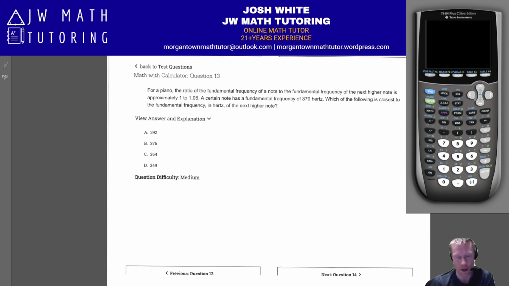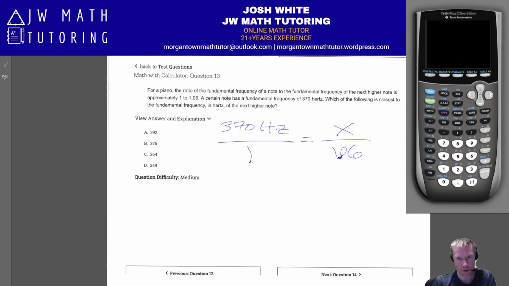Basically what's happening is you have some note which has a frequency of 370 hertz, okay? And they tell you that the ratio of the frequency for any note to its next highest note is 1 to 1.06. So for this given note, I would put down here a 1. I'm just going to set this up as a proportion. Then for the next higher note, its frequency we don't know. That's what we're solving for. So we'd put in x. And then down here, I would put in the 1.06, basically the scale factor.